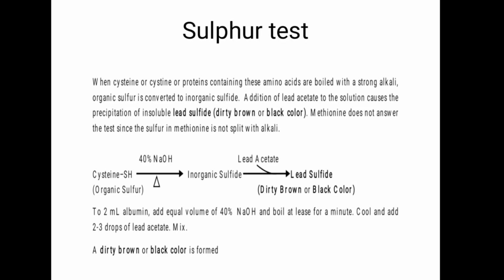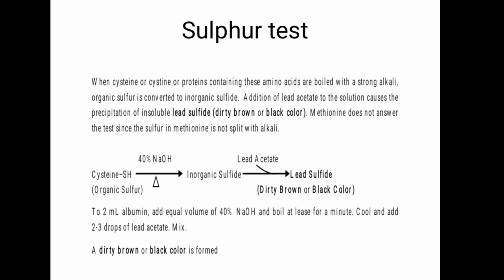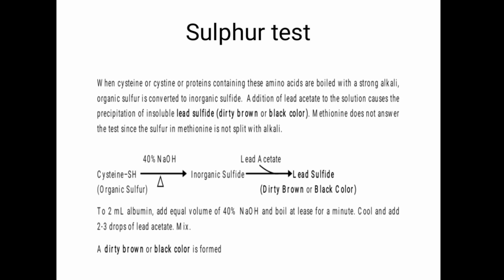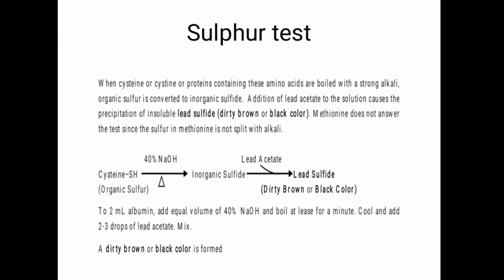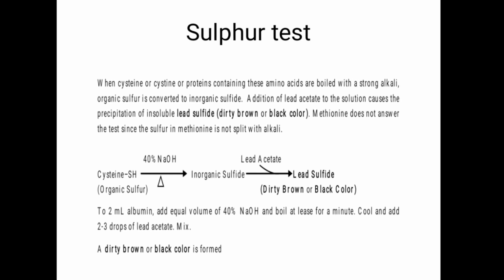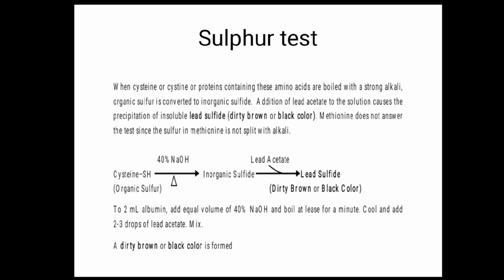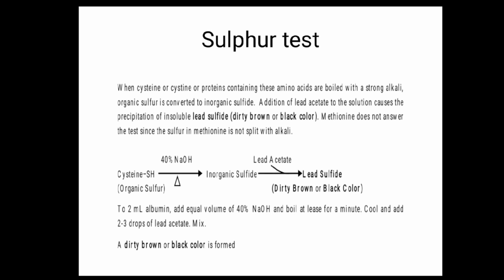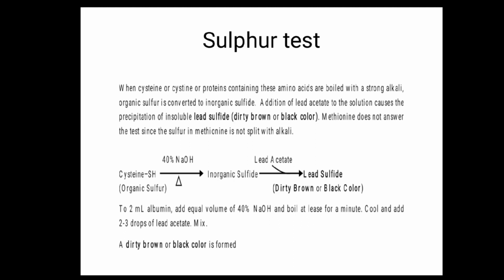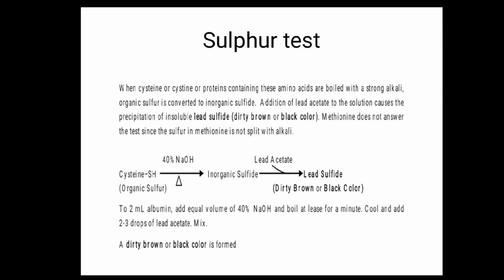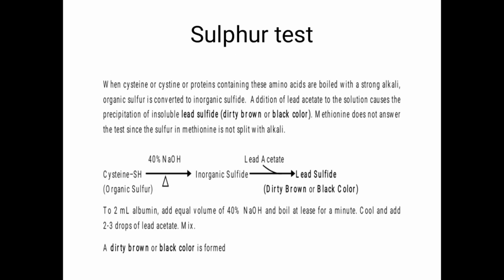We have to take 2 ml of albumin plus an equal volume of 40% sodium hydroxide, boil for at least 1 minute, cool and add 2 to 3 drops of lead acetate. So we get a dirty brown or black precipitate of lead sulfide. Actually here organic sulfur is converted to inorganic sulfide. So this is the sulfur test.